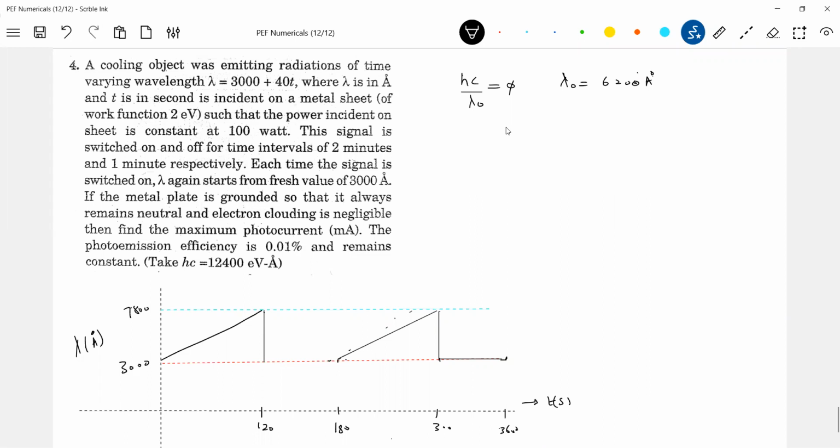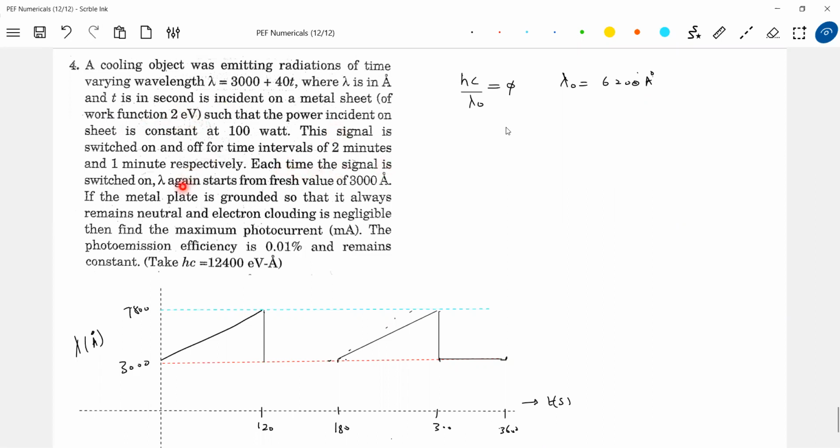If the energy of a photon is greater than 2 electron volt, then it will get ejected, no? Am I right? I think we'll come to this lambda varying later on. First of all, we'll analyze here. Work function is 2 electron volt. Any photon whose energy is greater than 2 electron volt, what will happen? That particular photon will generate a photoelectron.